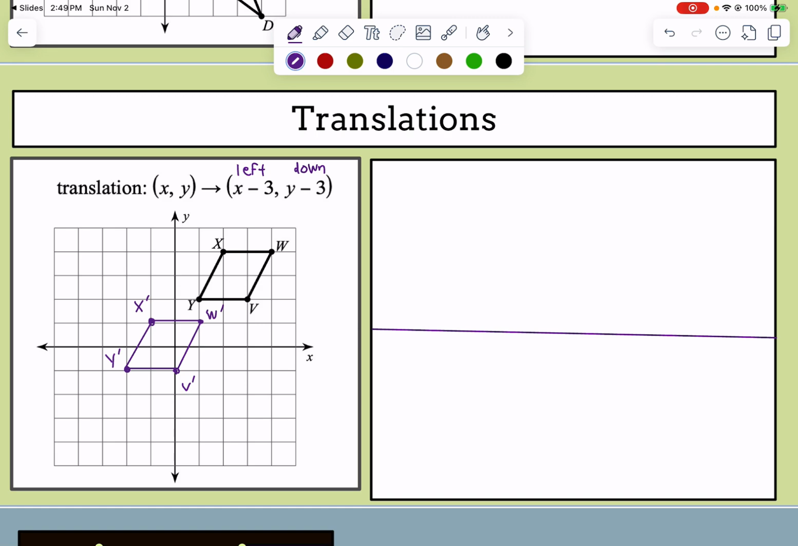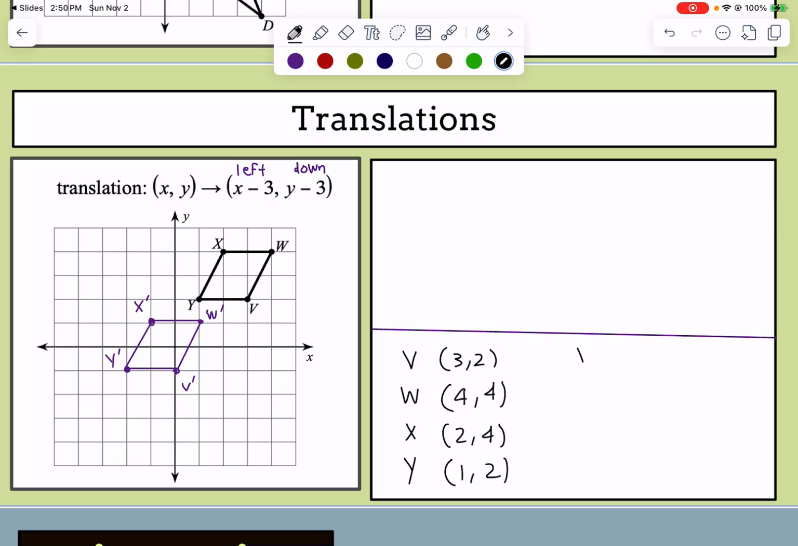Now my second method is I could have found my original points. So X, Y, actually I should probably go alphabetical. V, W, X, Y. So V is at 3, 2. W is at 4, 4. X is at 2, 4. And Y is at 1, 2.